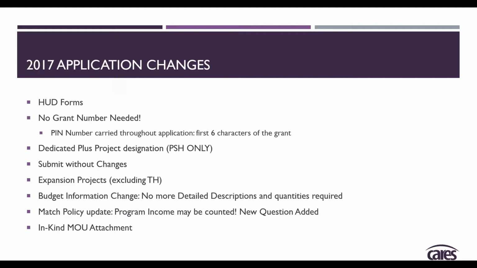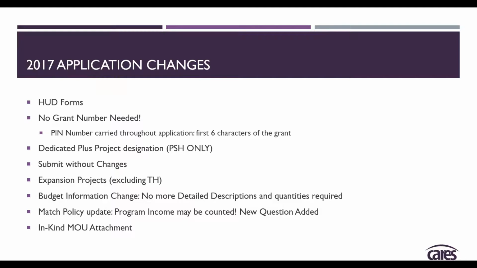Match policy. There is a match policy update, which we were all waiting for. So program income may be counted. And I will explain what program income is. This is huge because we were counting it for a long time, and then HUD said no, and now they're clearly saying yes. And they've actually added questions in order to get more information about the income that comes into your project.